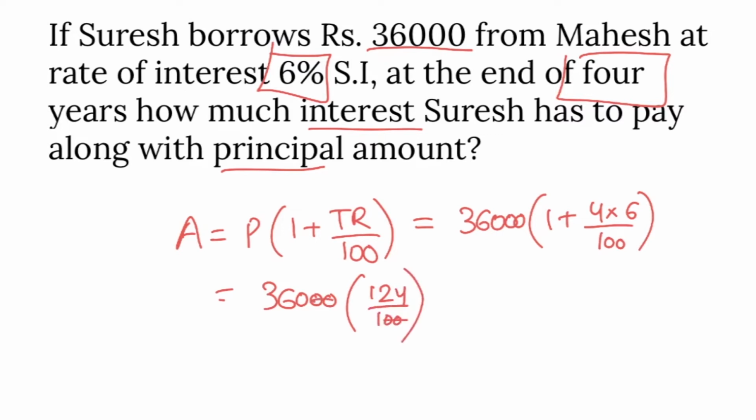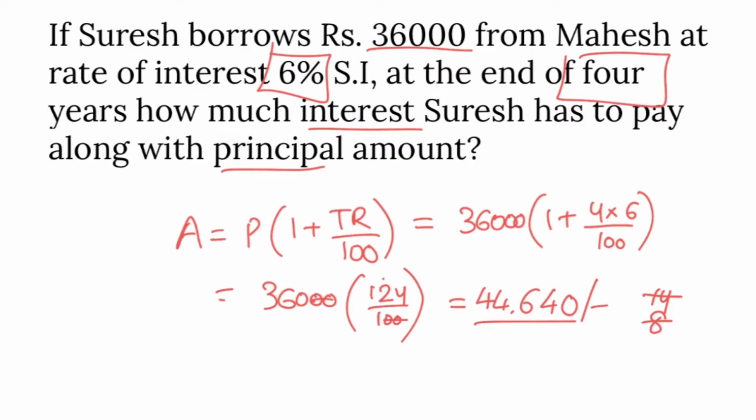2 zeros cancel. 360 into 124. 0. 36 into 4, 144. 36 into 2, 72. 72 plus 14, 86. 36 into 1, 36 plus 8, 44. So 44,640 rupees is the total amount.